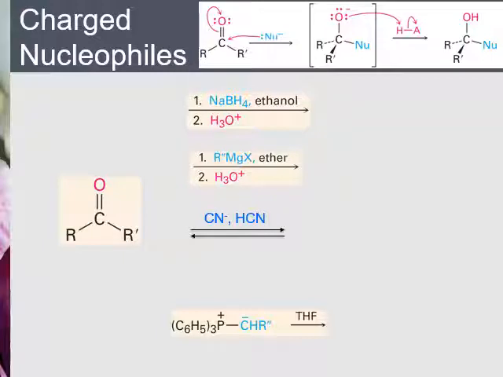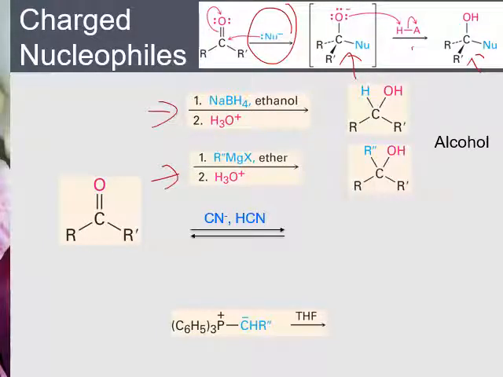In summary, ketones and aldehydes react with negatively charged nucleophiles and undergo a two-step mechanism. The first step is nucleophilic addition, forming an alkoxide, and the second step, protonation, gives you an alcohol. We went over two familiar reactions. One is reduction by sodium borohydride, one is reaction with Grignard reagent. Both give you alcohols. A new reaction is the ketone or aldehyde reacting with cyanide to give you the cyanohydrin. A very useful reaction is called the Wittig reaction.